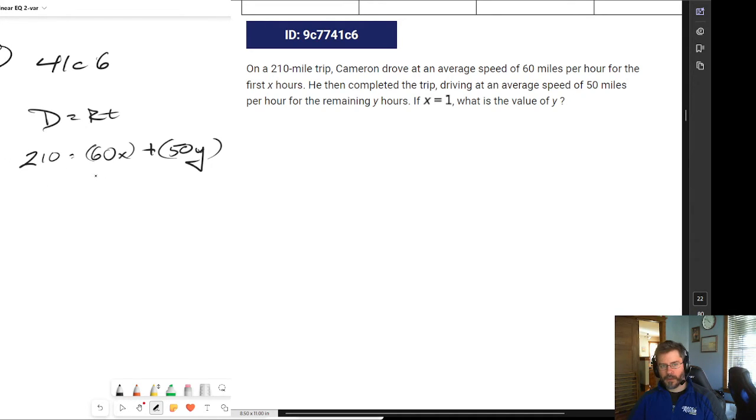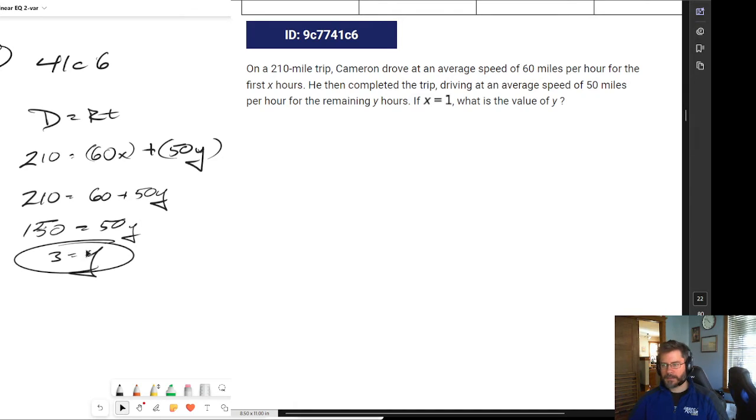So if x is 1, so they're basically saying make this 1. So 210 equals 60 plus 50y. Subtract the 60 over, of course. 150 equals 50y. Y, of course, is 3. And that would be our answer there.